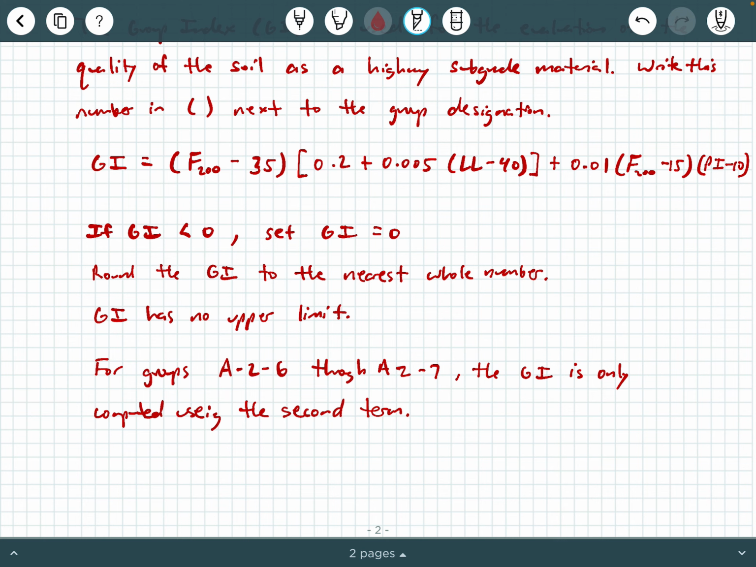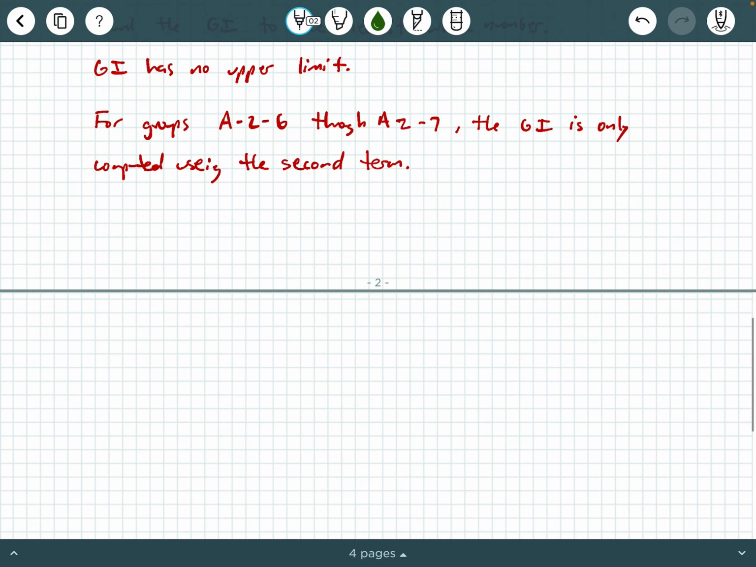So that is our quick summary of the AASHTO method, all right? Now let's talk about the USCS method, all right? We're going to talk about the USCS method next. We're going to scroll on down.